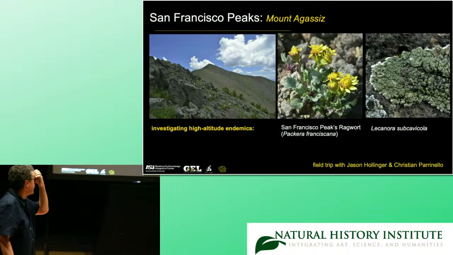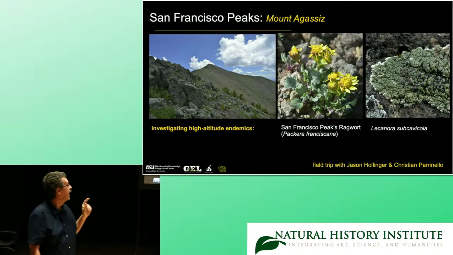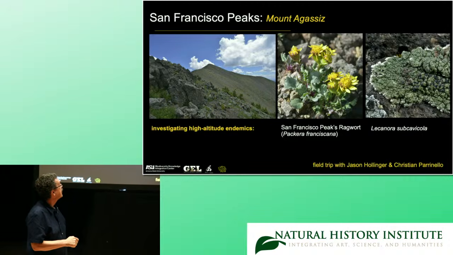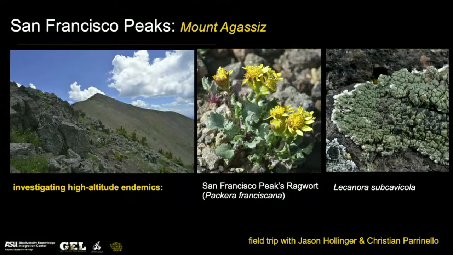And interestingly enough, we also went up there because we had a special permit. And we didn't pay the $500 fine, but we were looking for this guy. This is Lecanora subcavicula, and we're trying to figure out whether this is the same species as on some of the peaks in Nevada, or whether it's a different species. So it might be that this lichen here, Lecanora subcavicula, described from the San Francisco Peaks, is as rare and as unique as that ragwort.